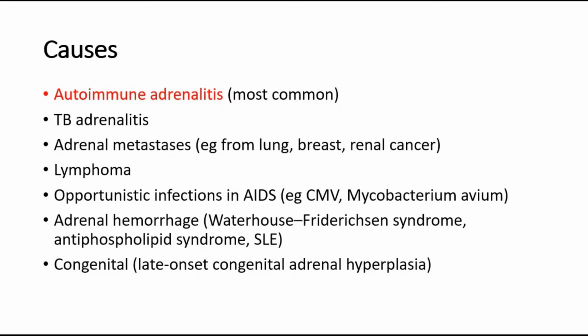These are the few causes of Addison's disease. The most common cause is autoimmune adrenalitis. Other causes include tuberculosis, adrenal metastasis from cancer from other parts of the body, lymphoma, opportunistic infections in AIDS, adrenal hemorrhage, and also congenital causes like congenital adrenal hyperplasia.